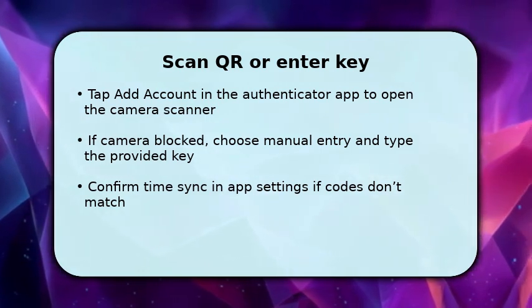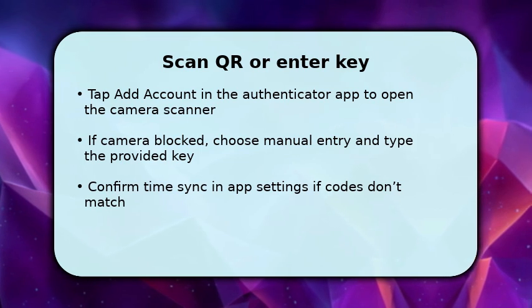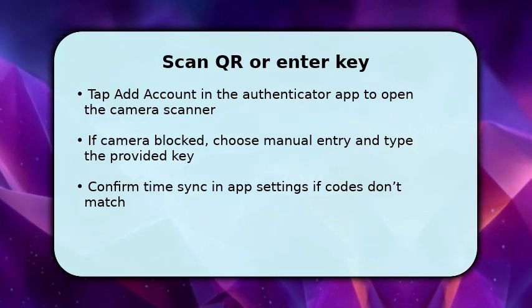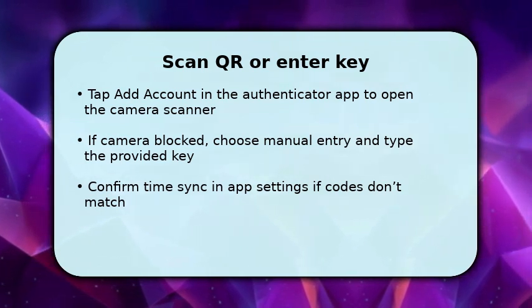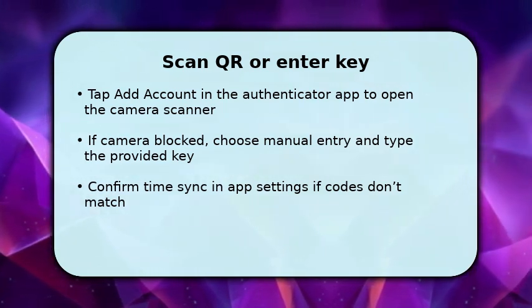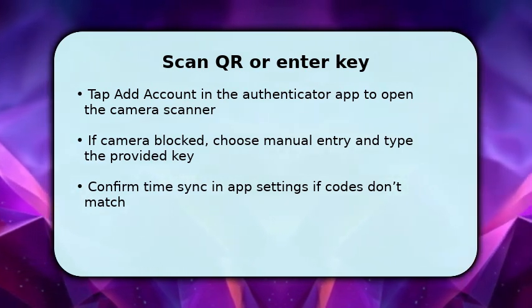Once the account appears in the app, it will start generating 30-second codes. Make sure your phone clock is accurate and synced to network time, because a time drift is the most common reason codes get rejected. Now finish by typing the current code from your authenticator into the website's verification field.